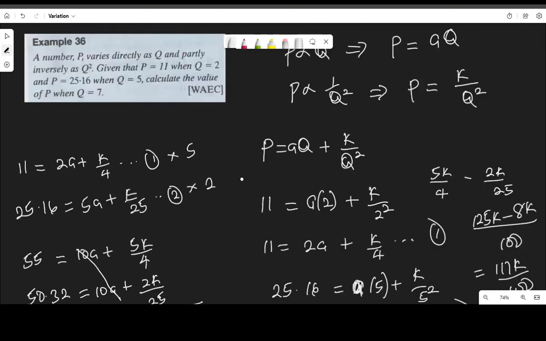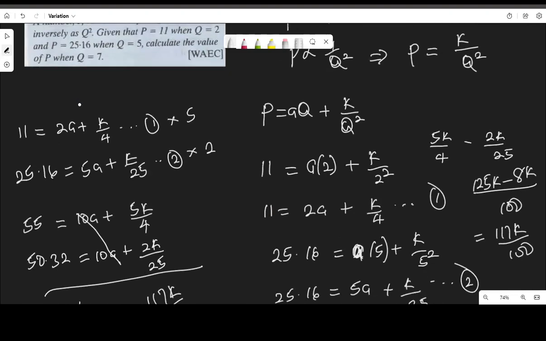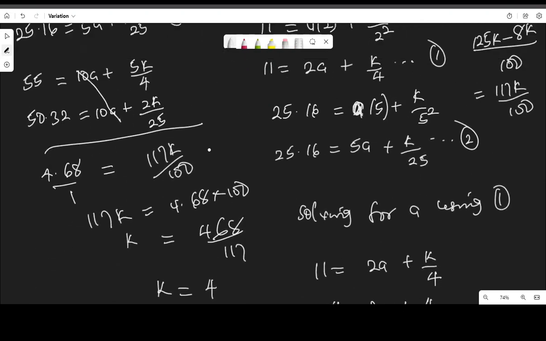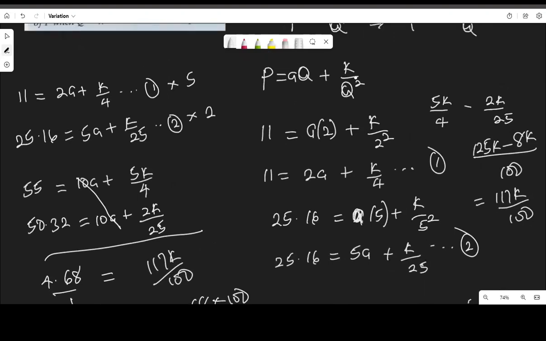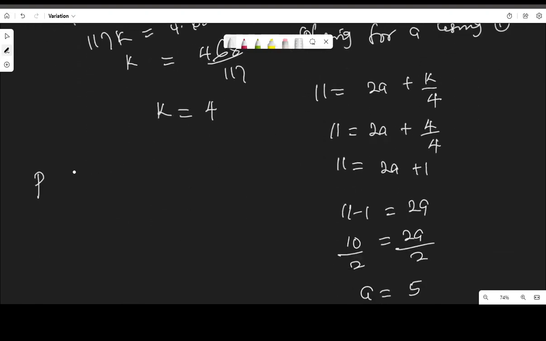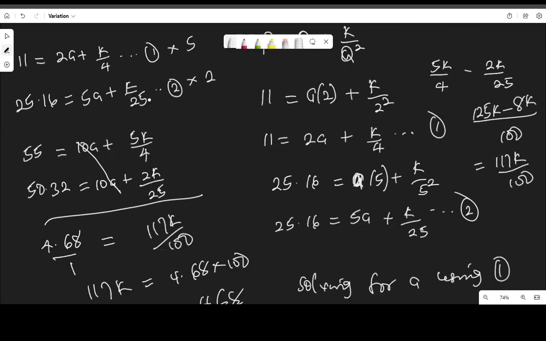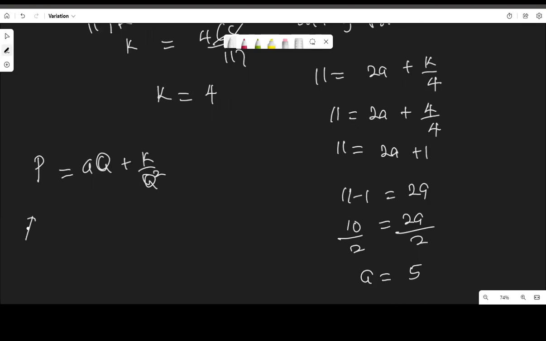Now the question says calculate the value of P when Q is equal to 7. We'll go back to the equation. What is the relationship? P equal to AQ plus K over Q squared. And Q given now is what? 7. Therefore, P equal to A is 5 times 7, which is the value of Q given to us. K is 4. That is 4 over 7 squared, which is 35 plus 4 over 49.